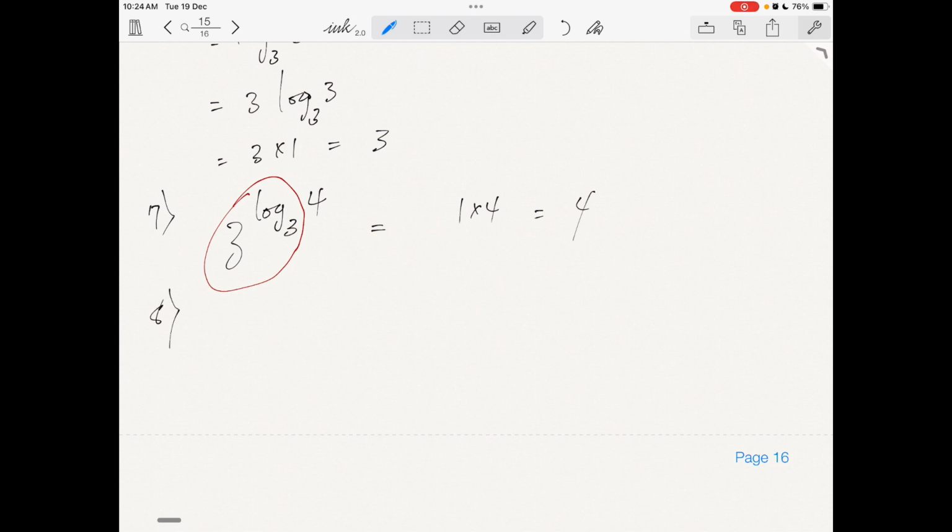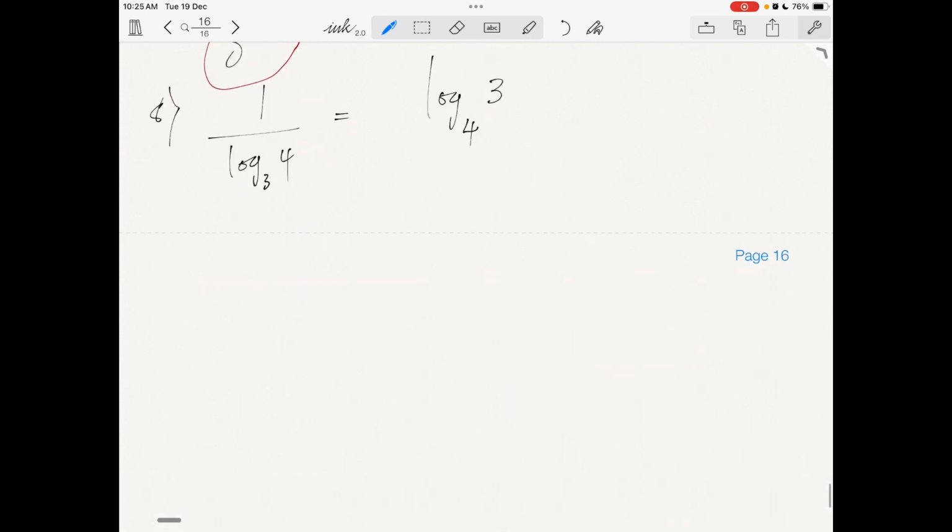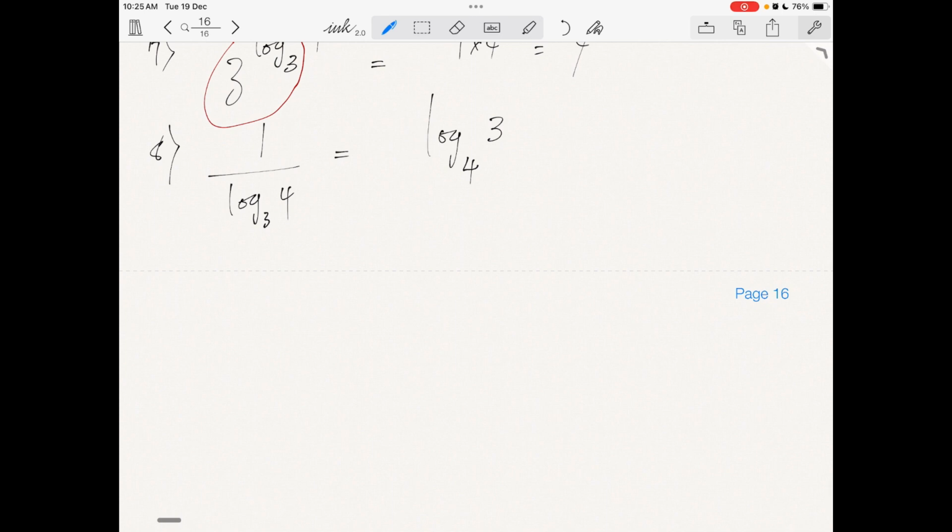And number 8, if we have 1 over log base 3 of 4, I want to invert it so that our base will change and our power also will change. So we have log of 4. The 4 becomes the base and the 3 becomes the power. We want to talk more on change of base before we wrap up this video. Change of base.